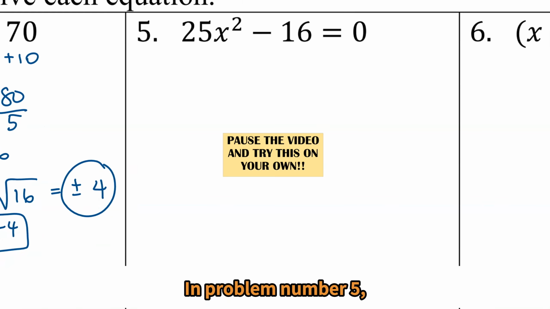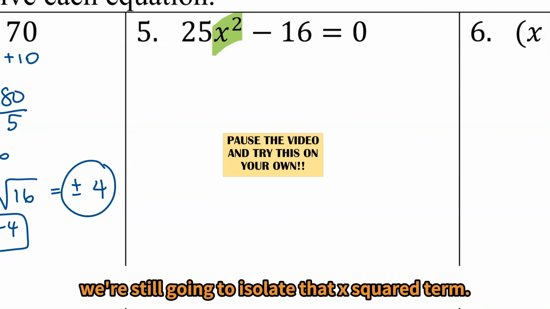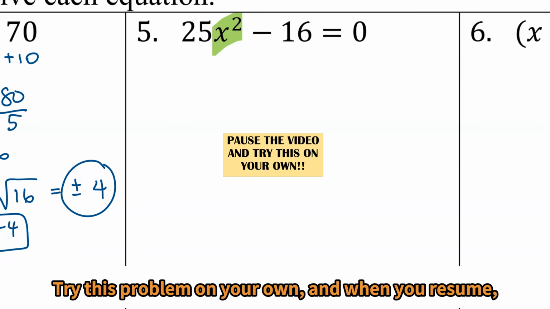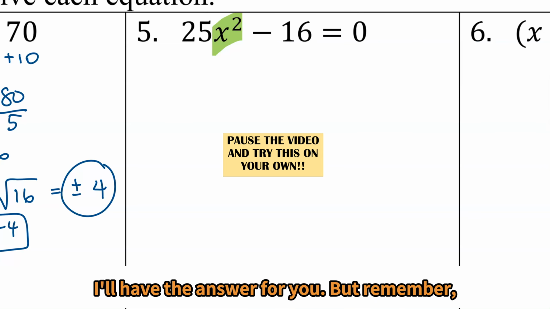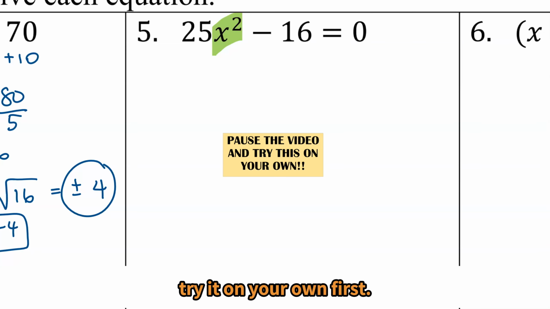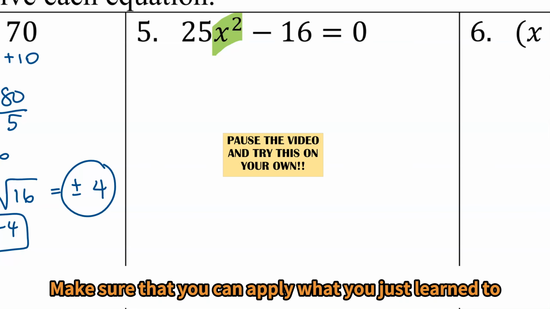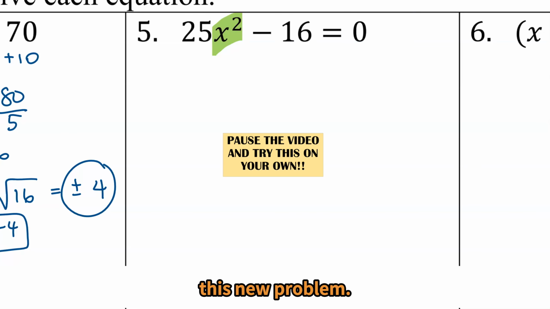In problem number 5, we're still going to isolate that x squared term. I would like for you to pause the video at this point, try this problem on your own, and when you resume, I'll have the answer for you. But remember, try it on your own first. Don't just copy what I have down. Make sure that you can apply what you've just learned to this new problem.